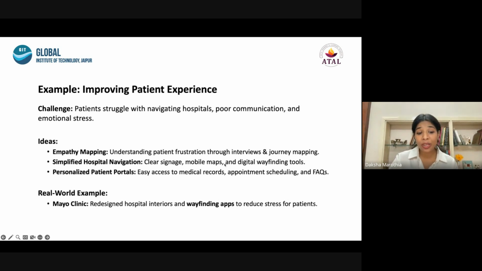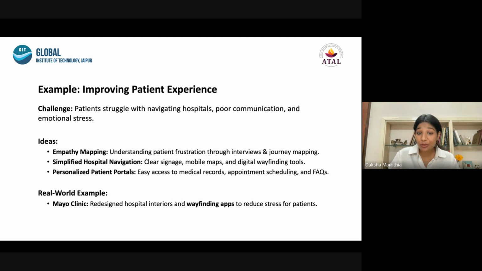Then when we are talking about simplified hospital navigation, these are all different ideas. Clear signage is a different idea, mobile maps are a different idea, a digital wayfinding tool is one of the other ideas, and consolidating all that into one particular solution is all part of design thinking or ideation as a whole. Then a personalized patient portal is again a different idea, which could have been incorporated as profiling.